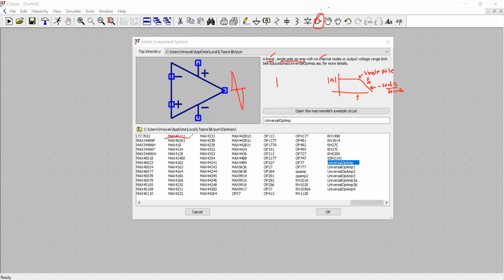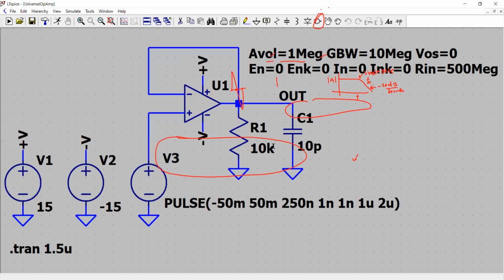There are practical op amps which are given here, but for illustration I'm going to use this very simple one, and that's why it's called the universal op amp. I can set my own parameters. Now this simulator also offers me to open this circuit's macro model circuit. As you can see, it is prompting me to open this macro model example circuit. So I'll click here, and right now here is the circuit.